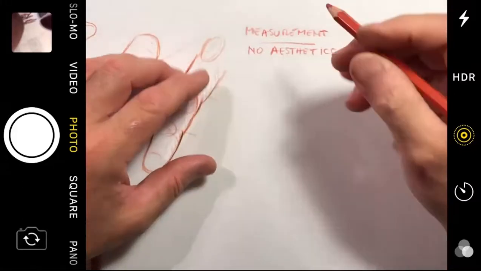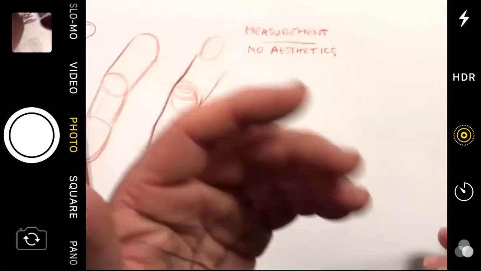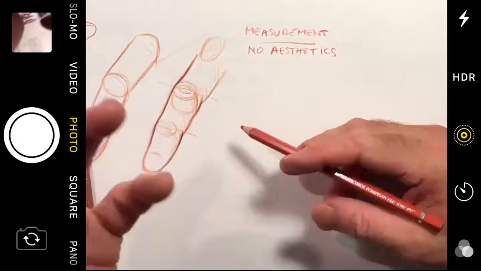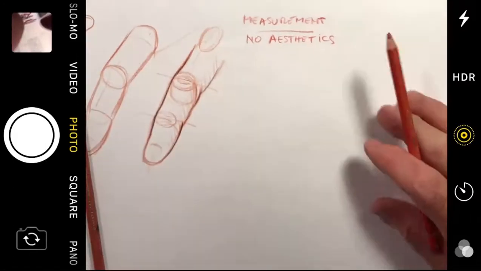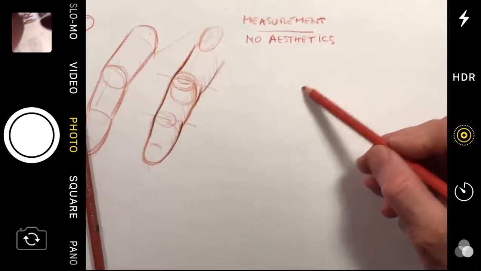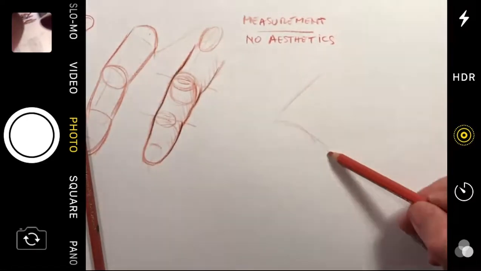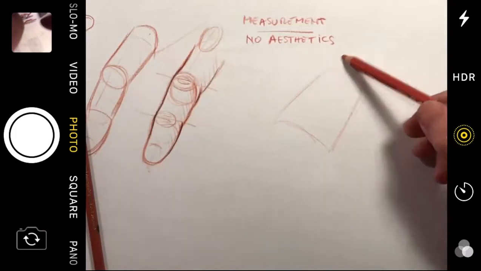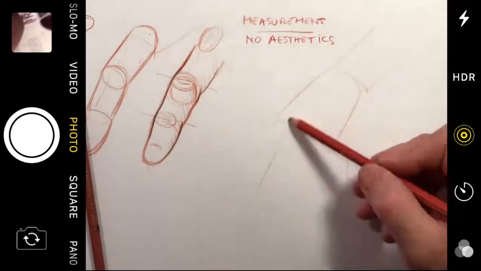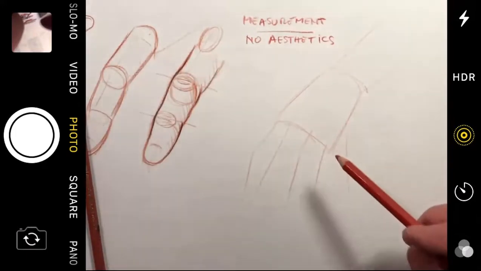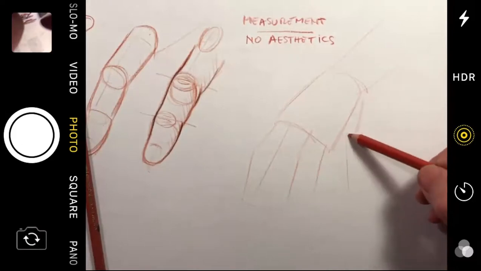Meaning, yeah, the aesthetics is going to be inherent. Because the finger, the hand can be beautifully narrative, but I'm not concerned about that. I want to know how big is this, right? In relation to this, right? In relation to the rest, right? And when I do this working here, right?